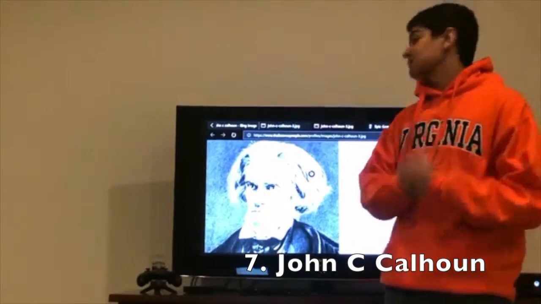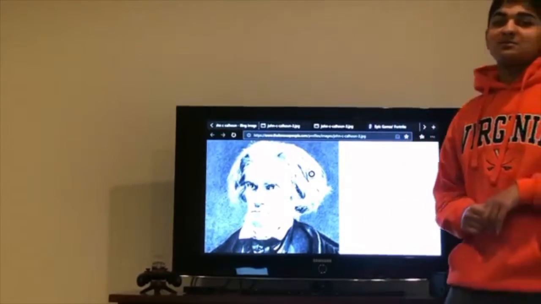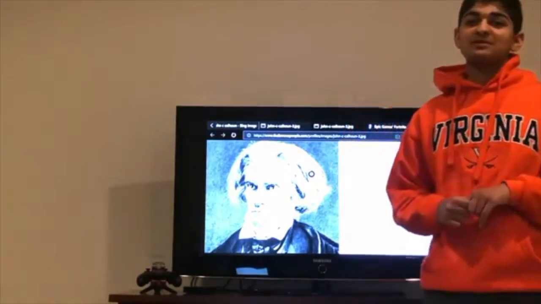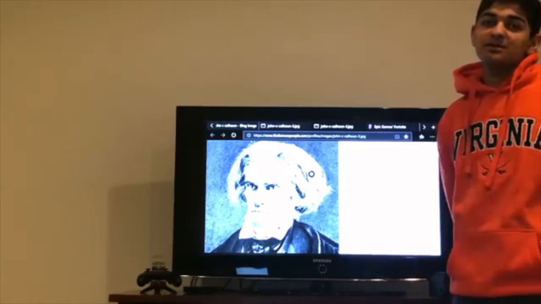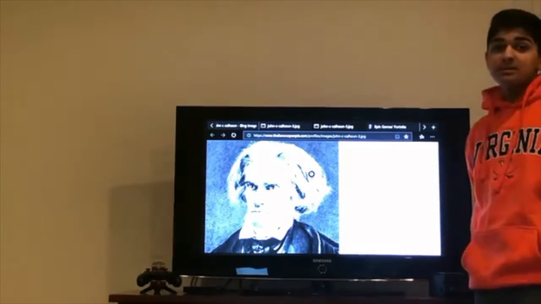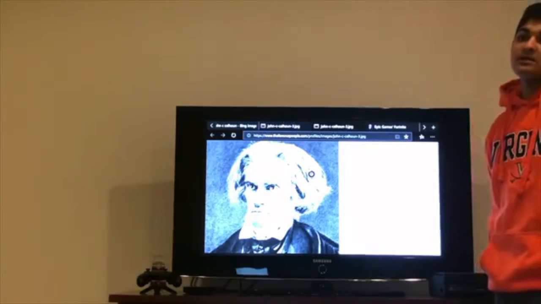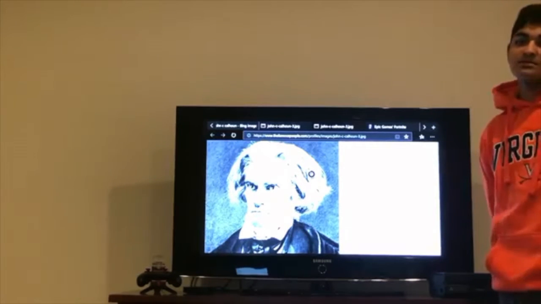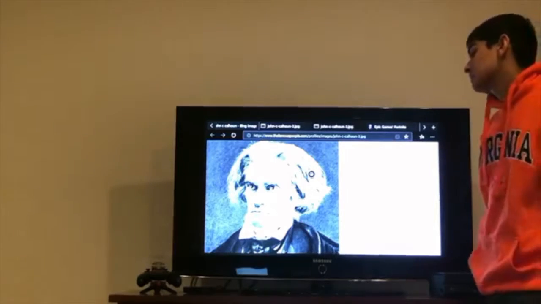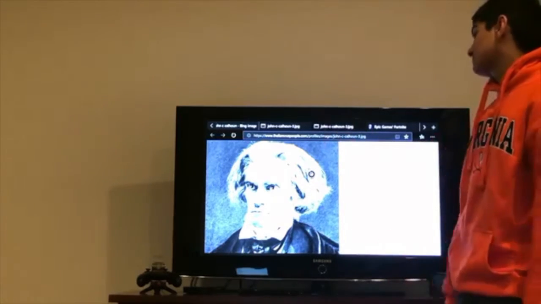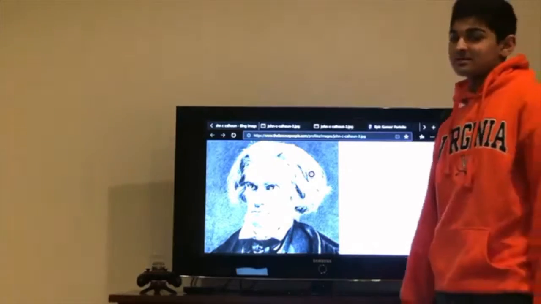Alright, so at number 7 we have John C. Calhoun. He had resigned from the vice presidency and had been elected as senator from South Carolina. This was chosen because the South Carolina senator favored states' rights and led opposition in South Carolina to the protective tariff of 1828. And here we just have a self-portrait, I guess, of John C. Calhoun.